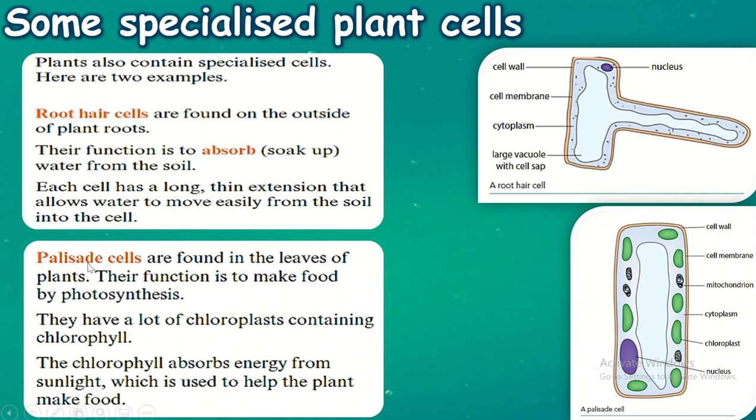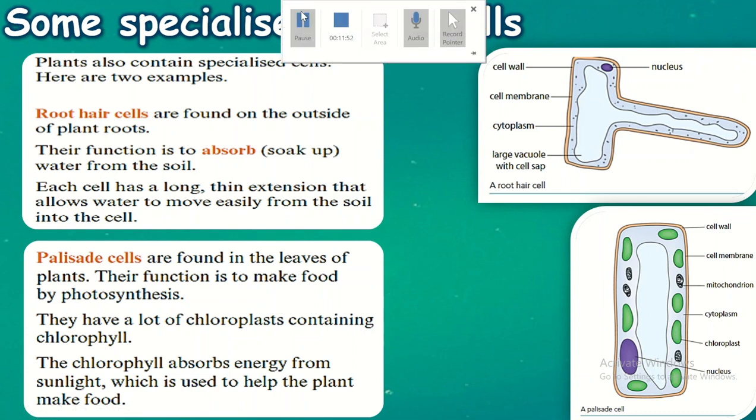The next one is palisade cells. They are found in the leaves of plants. Their function is to make food by photosynthesis. They have a lot of chloroplasts containing chlorophyll. The chlorophyll absorbs energy from sunlight, which is used to help the plant in making the food. So this is a palisade cell, which contains a cell wall, cell membrane, mitochondria, cytoplasm, chloroplast and nucleus. Now this cell helps the plant to get the sunlight for photosynthesis. Photosynthesis is a process in which the plant makes food for itself.